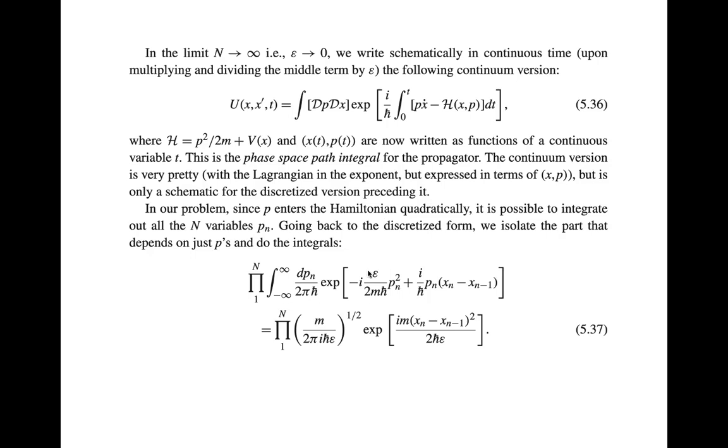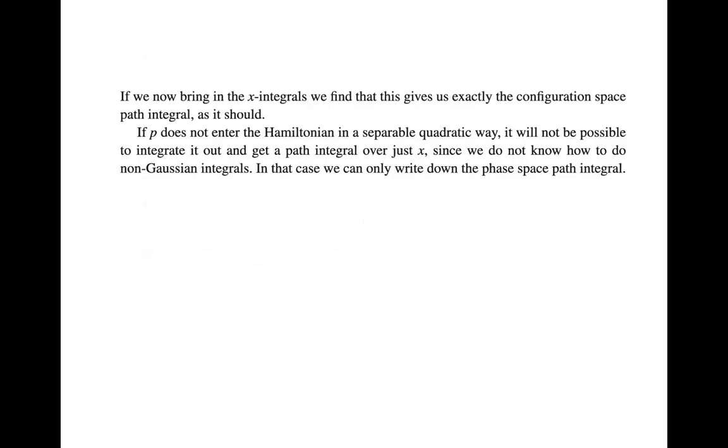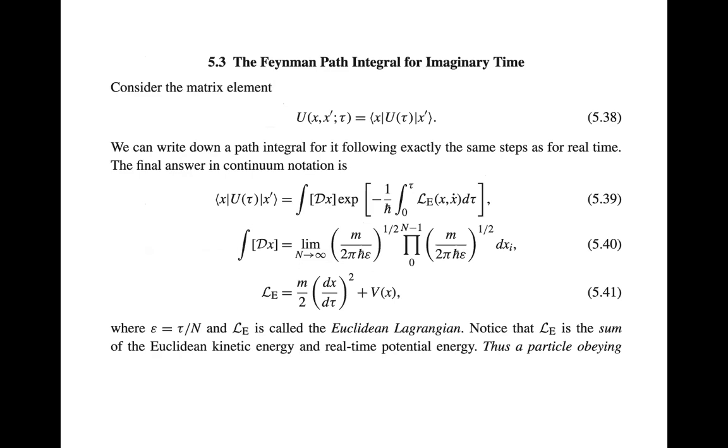So this is after integration over the intermediate p, right? So now we bring in the configuration integration. We find that this gives us exactly the configuration space path integral, as it should. So that's the configuration path integral. Generally, any kind of Hilbert space you can invent can be used as a basis for path integral. You just find the appropriate basis for your problem.